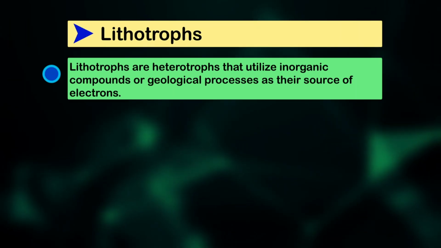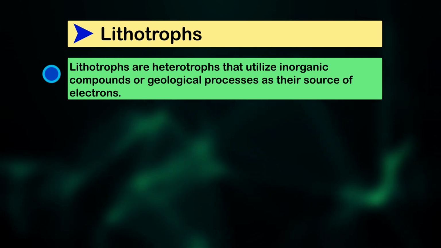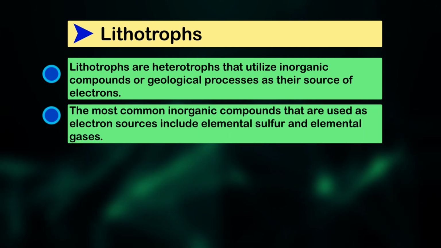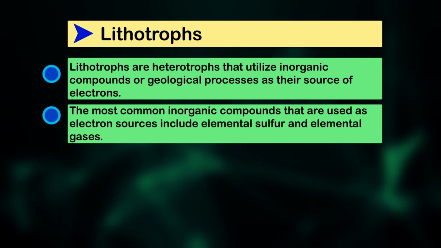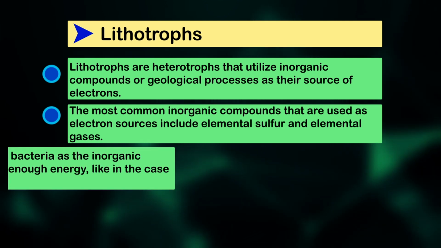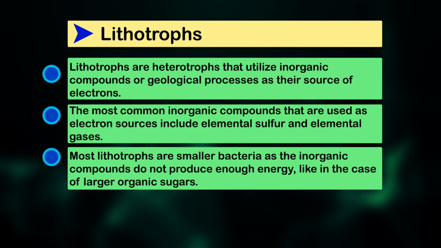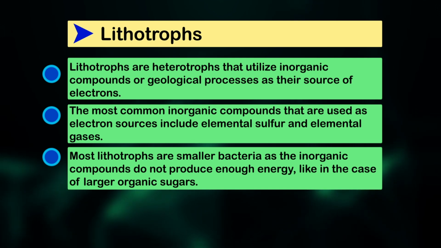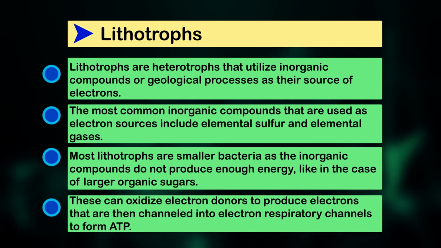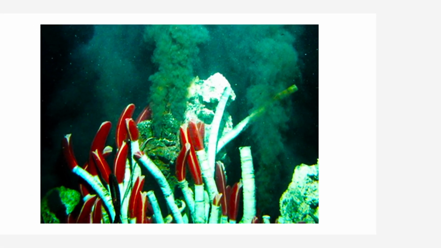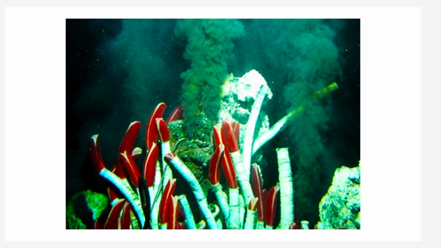So, lithotrophs are heterotrophs that utilize inorganic compounds or geological processes as their source of electrons. The most common inorganic compounds that are used as electron sources include elemental sulfur and elemental gases. Most lithotrophs are smaller bacteria, as the inorganic compounds do not produce enough energy like in the case of larger organic sugars. These can oxidize electron donors to produce electrons that are then channeled into electron respiratory channels to form ATP.